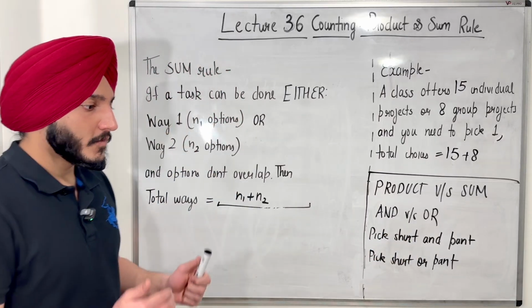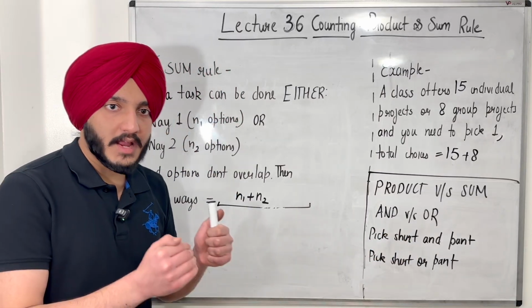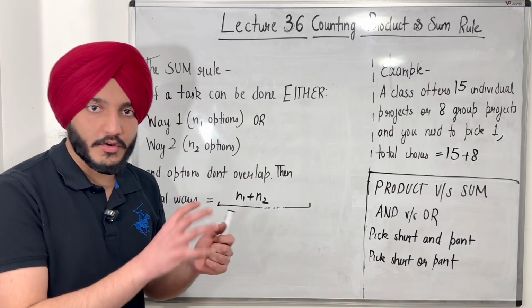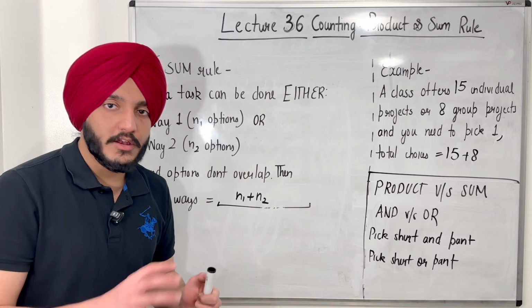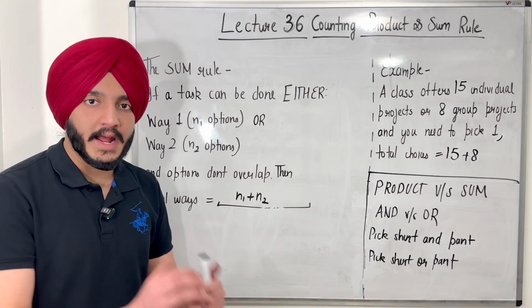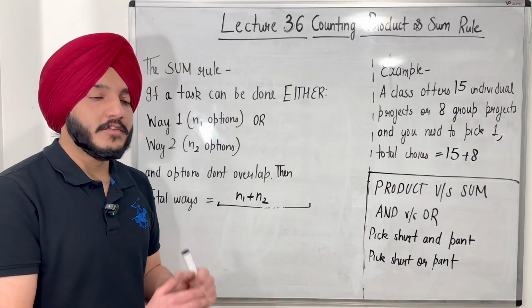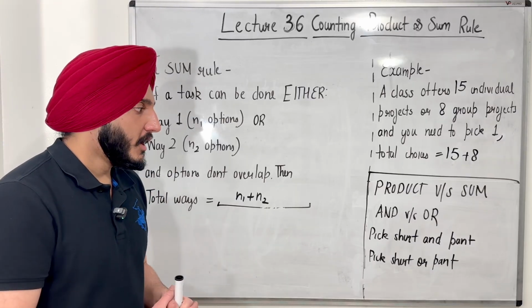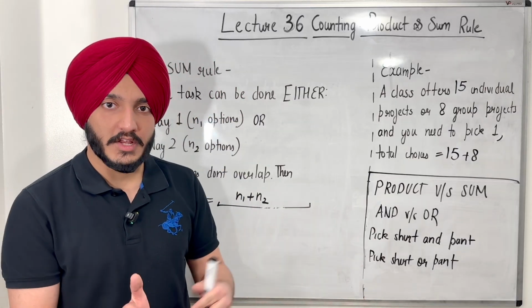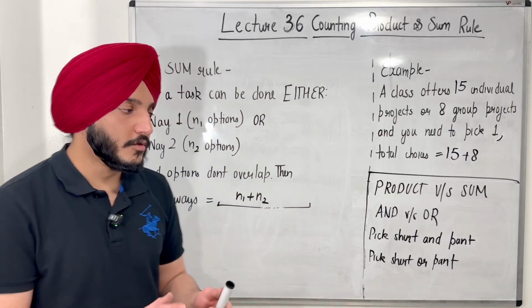So when I say you have to do step one and step two, where step one can be done in n1 number of ways and step two can be done in n2 number of ways, then you are doing multiplication. So whenever you see "and" being used, that means you're supposed to use multiplication. When you see "or", meaning you're supposed to pick either one of these, in that case, you're supposed to use addition.